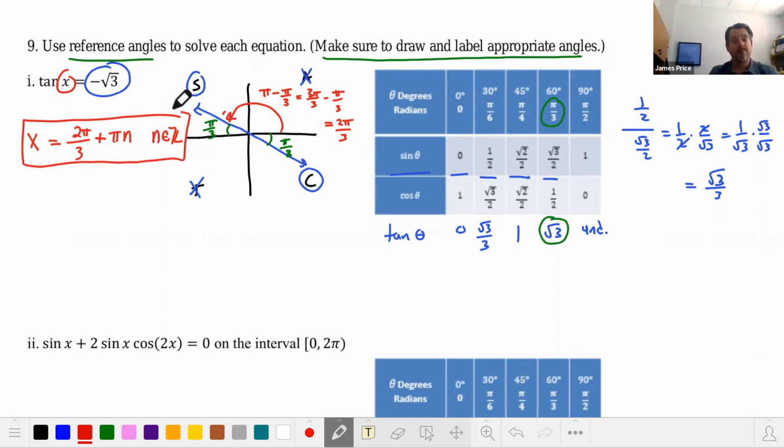Remember, there's an infinite number of them. You have 2 pi over 3 when n is 0, then when n is 1, 2 pi over 3 plus pi, then 2 pi over 3 plus pi times 2, and so on and so forth. And n can be positive or it can be negative.